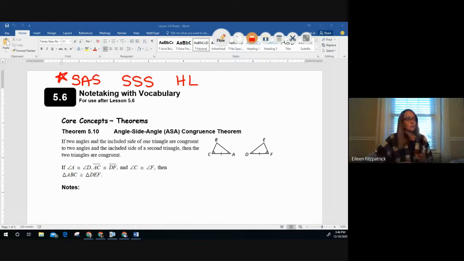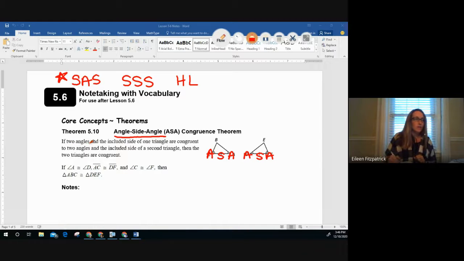We're going to add two more to our list of ways to prove triangles congruent. The first is angle side angle, ASA. Just like with the other theorems we've learned so far, the order of the letters and where the A's are compared to the S is very important. Here we have two angles, angle C and angle F are congruent, and angle A and angle D are congruent, and the included side, the side in between those two angles, the side that the angles have in common. So it's angle, side, angle.